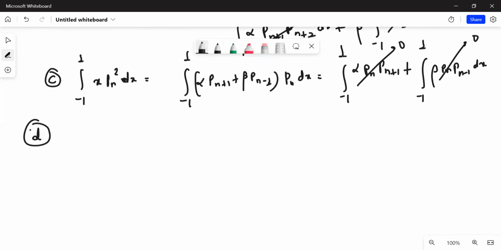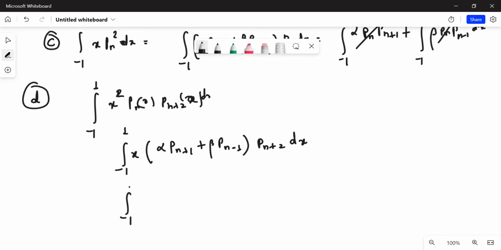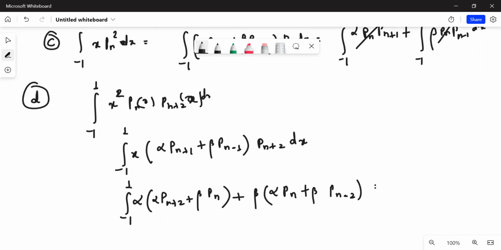The last option, that is option number D. Let us find what would be right option. So the right option is obviously D, because we've done it previously using a different argument, x squared, and now you have pn x, and you have pn plus 2x. Okay, so now you will get minus 1 to plus 1, x I am keeping constant, xpn I am going to write alpha pn plus 1 plus beta pn minus 1, and then I will write pn plus 2x. And then again, I will write minus 1 to plus 1 alpha, and x into pn plus 1 would be alpha pn plus 2 plus beta pn plus beta x pn minus 1. X pn minus 1 would be alpha pn plus beta pn minus 2 into pn plus 2. So this entire thing into pn plus 2.